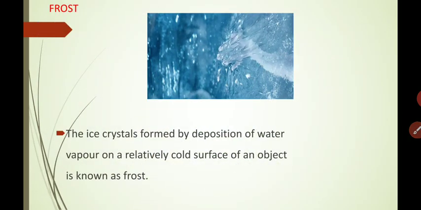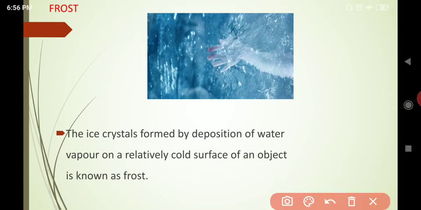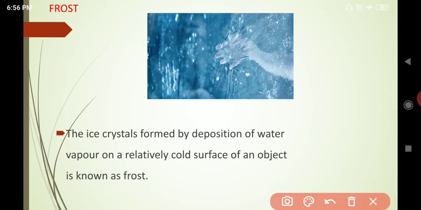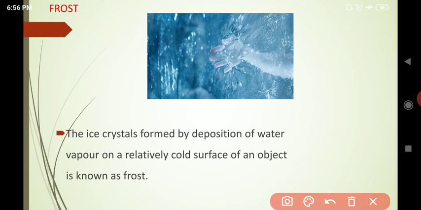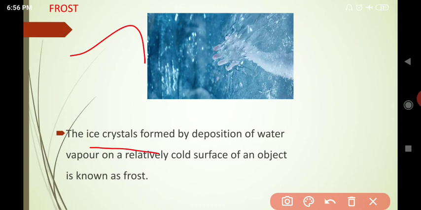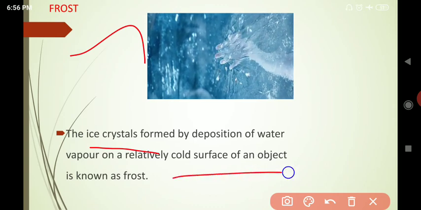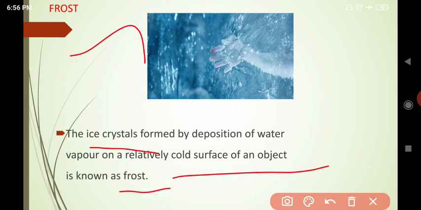Next one is frost. The ice crystal formed by deposition of water vapor on a relatively cold surface of an object is called frost. So this is ice crystal formed by deposition of water vapor, and it forms on the cold surface of an object.